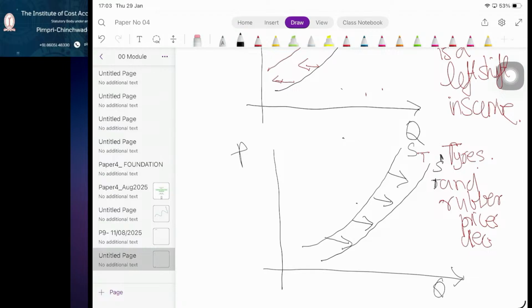Got it? I think this should be on page number 39, 40 of your study material. Okay. Fine. Increase and decrease in supply. Have you got it?